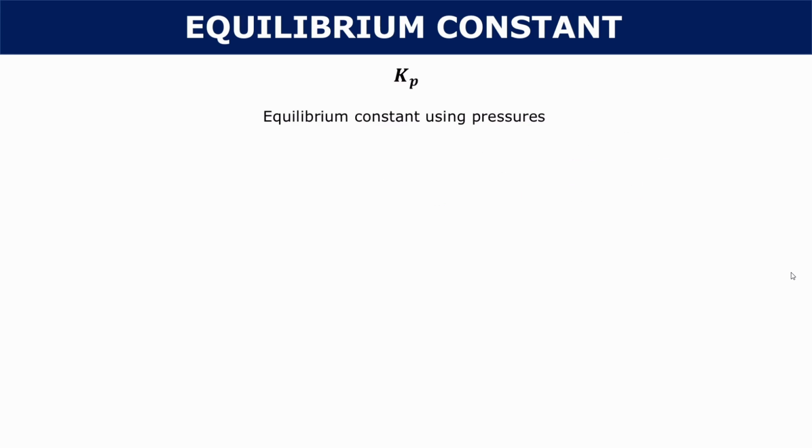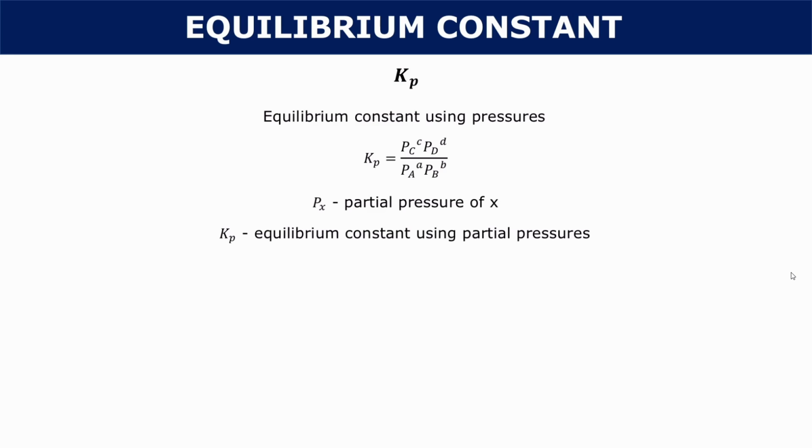This general form is going to apply to all these equilibrium constants, so you really need to know this form. Let's go to the next one, Kp, which is going to be the equilibrium constant using the partial pressures. It's going to look something like this, where instead of the concentrations this time, we're going to have the partial pressures. The Px is going to be the partial pressure of x, and then Kp is going to be the equilibrium constant using these partial pressures.